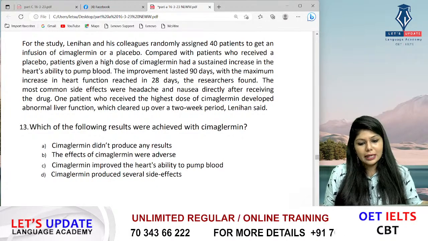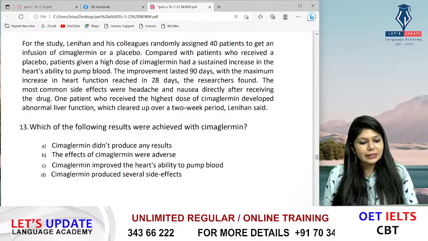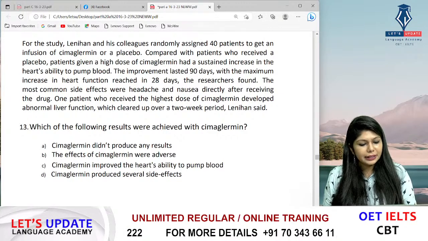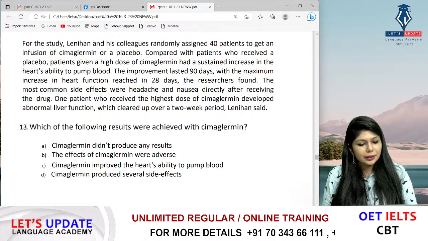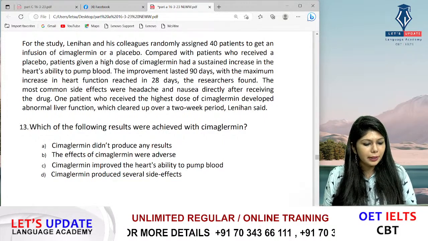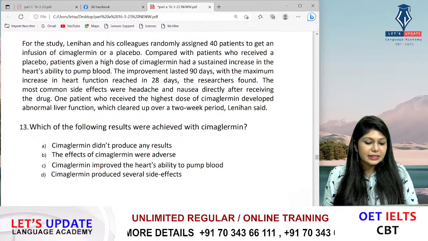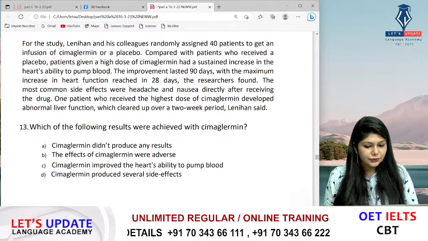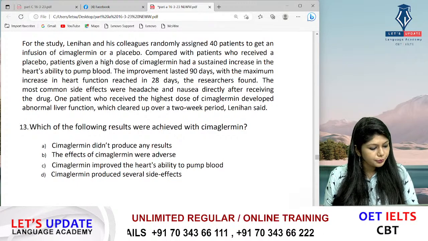So that was what the paragraph was about, and the question is, which of the following results were achieved with semaglutide? The options are: A, didn't produce any results; B, the effects of semaglutide were adverse; C, it improved the heart's ability to pump blood; and D, produced several side effects. So, what do you think is the answer for this question?